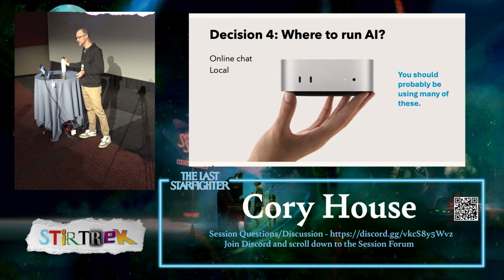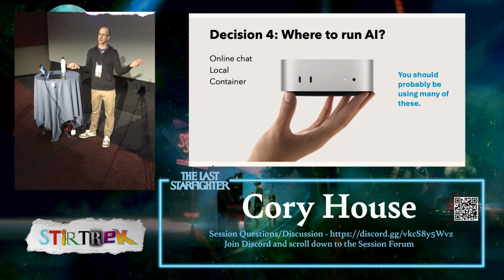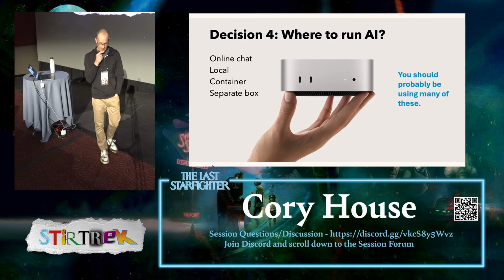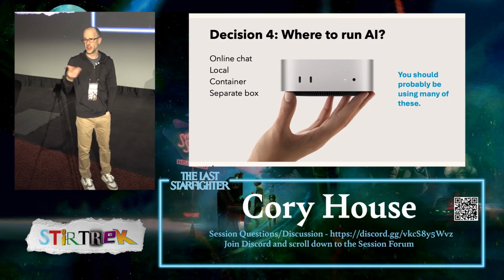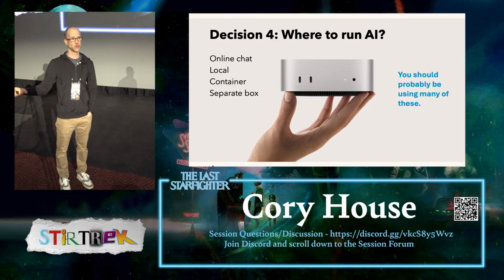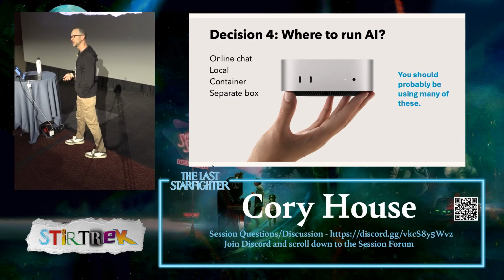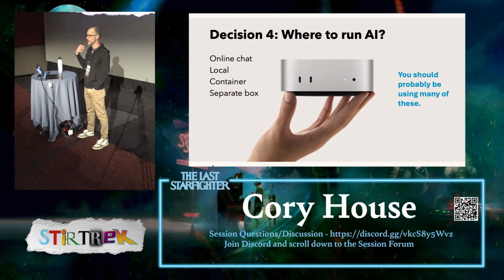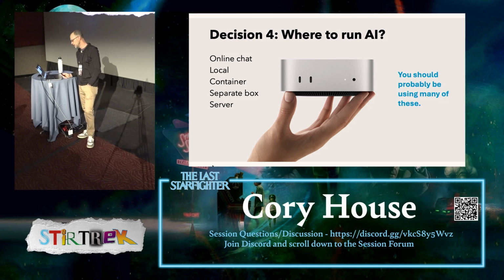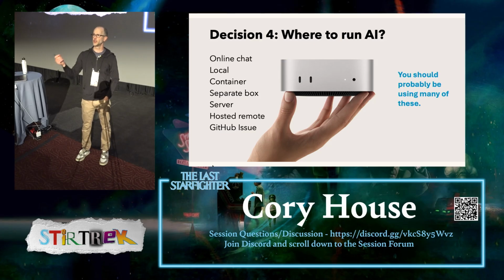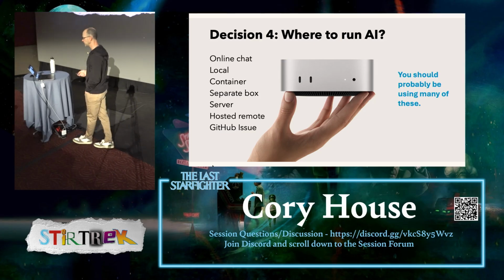You can run it locally, which is my preference. You could run it in say a Docker container. You could put it on a separate box. A friend of mine went out and bought a MacBook Pro, just another one, and put it in his office just to run AI on another machine. I thought it was strange he chose a MacBook Pro. Usually people would use Mac Minis for this sort of thing. But the point is, you can get dedicated hardware and then just let it run. You can put it on a server. You could run it on a hosted remote. You could also fire it off via a GitHub issue, that sort of thing. This is a pattern I use all the time, being able to assign issues to AI so that it just runs out there in the cloud.